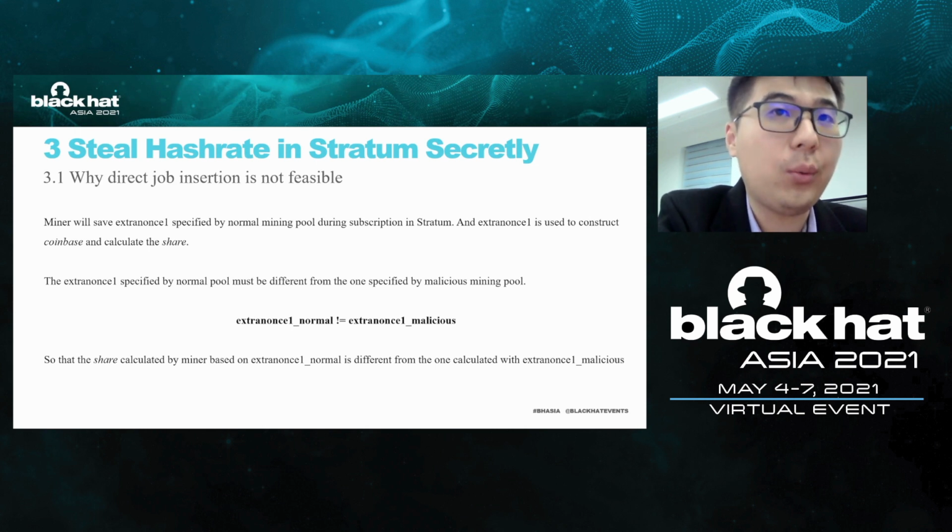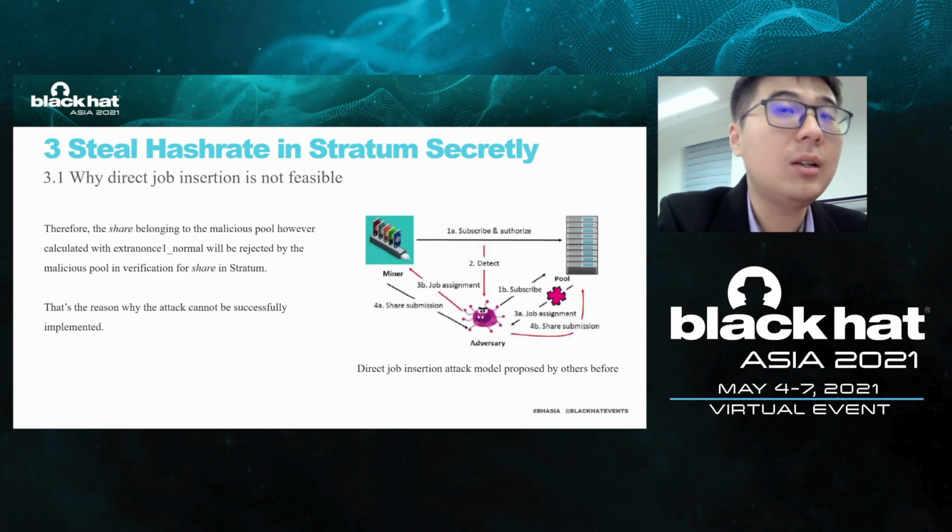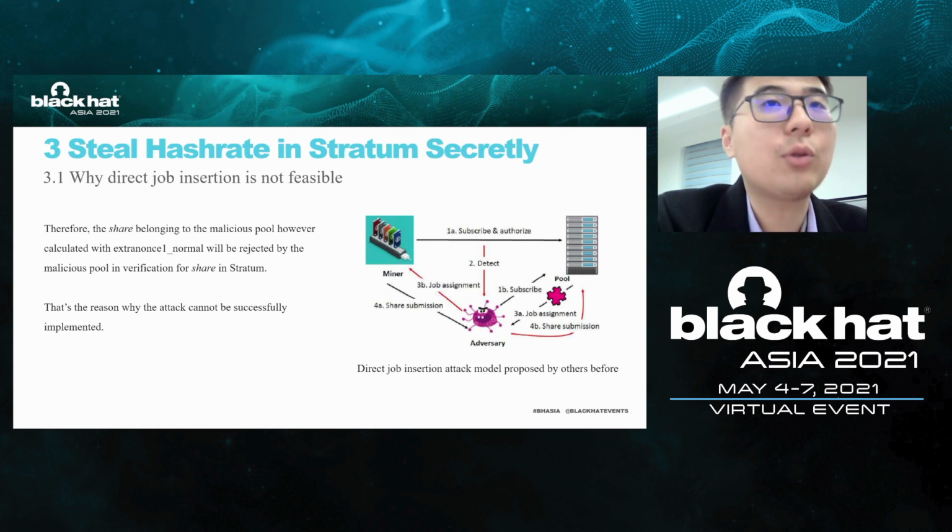In section 2, we present a simple introduction to Stratum. As mentioned, extranonce 1 is used to construct the Coinbase and calculate the share. However, extranonce 1 is different in each connection. In this situation, if we just follow the Bitcoin attack's way to submit shares to another pool, the pool will reject the submission, because we cannot calculate the correct share in this way.